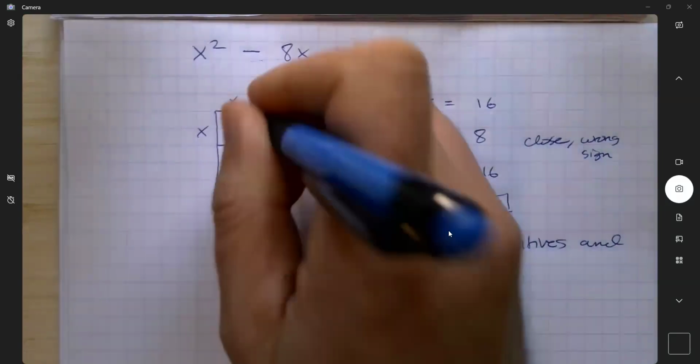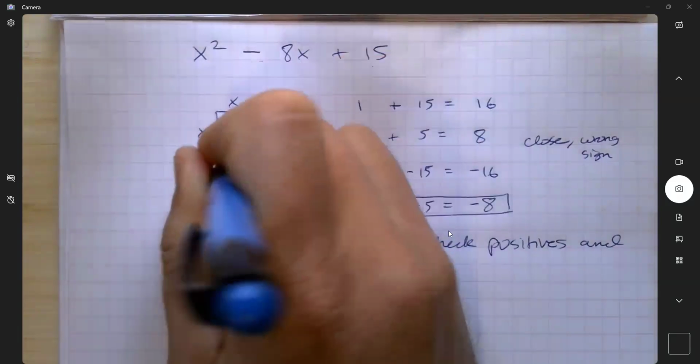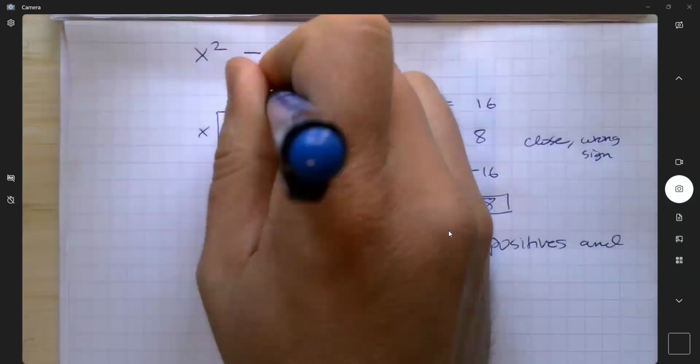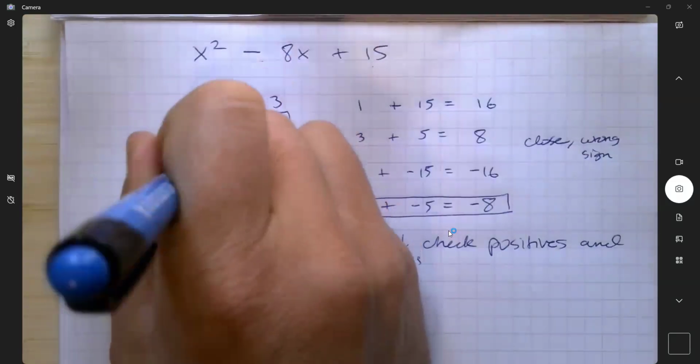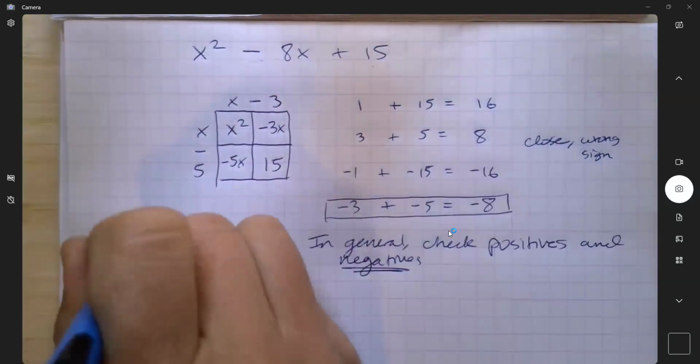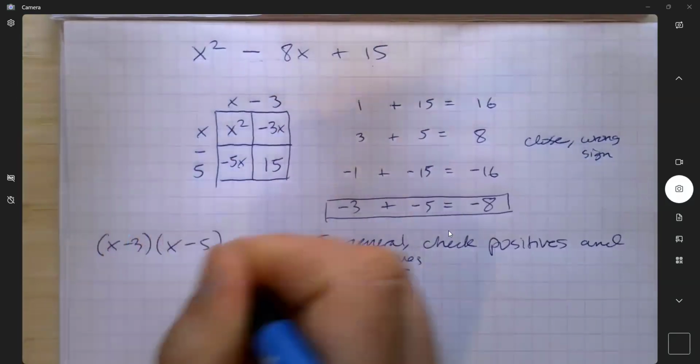-3 and -5 work. That must mean my boxes are -3x and -5x, which means my terms are -3 and -5. And so my factored form is x minus 3 times x minus 5.